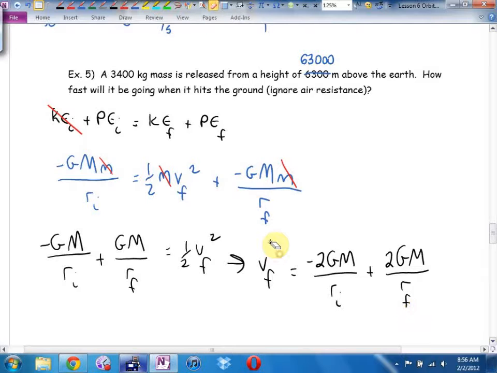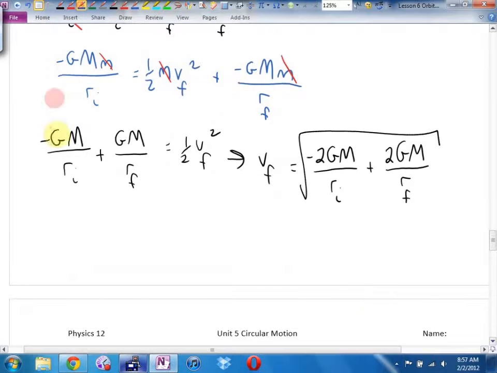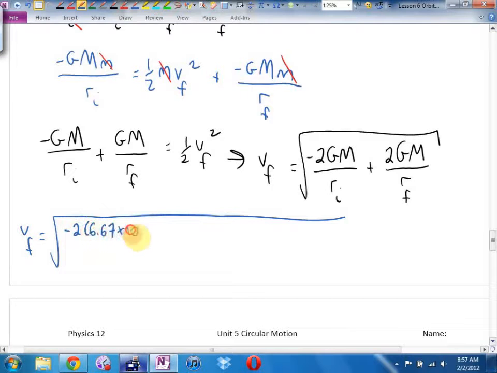I don't think I'm going to try typing this into one fell swoop, though. I'm going to type this, press equals, type this, press equals, add them together on my calculator, and square root the answer, because that's a lot of typing. Let's plug in numbers first. V final is going to be a great big square root sign of negative 2, 6.67 times 10 to the negative 11, 5.98 times 10 to the 24th, all over. Now, my initial radius was 63,000 meters up, but then don't forget to add the radius of the Earth, right?